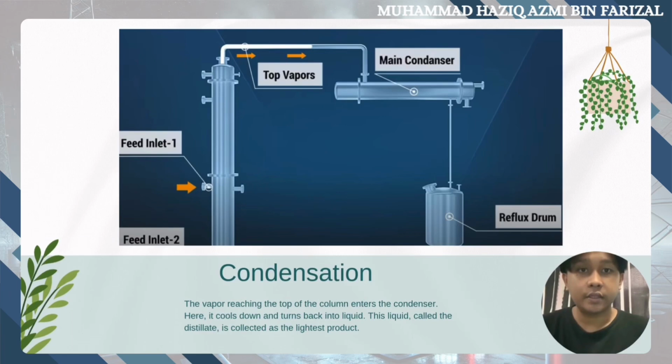As you can see, for the condensation, you can see the main condenser. The vapor reaching the top of the column enters the condenser. Here, it cools down and turns back into liquid. This liquid, called the distillate, is collected as the lightest product.